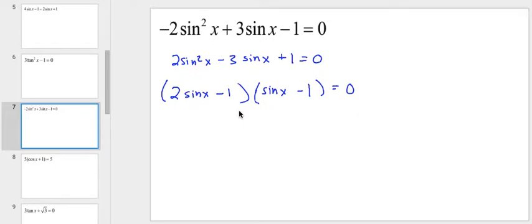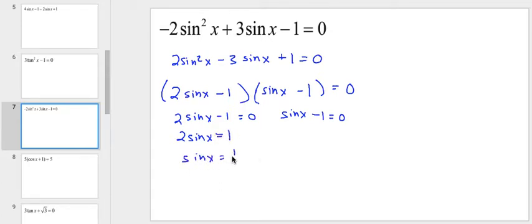Now I can use the zero product property, and I get 2 sin x minus 1 equals 0, and sin x minus 1 equals 0. So the first equation, if we solve that, we get 2 sin x equals 1, which means sin x equals a half. And in the second equation, we'll get sin x equals 1.